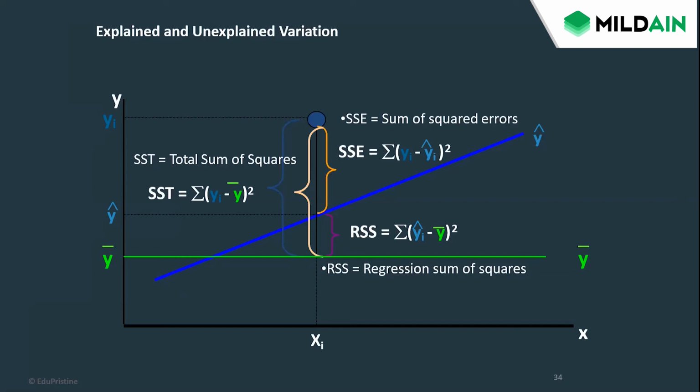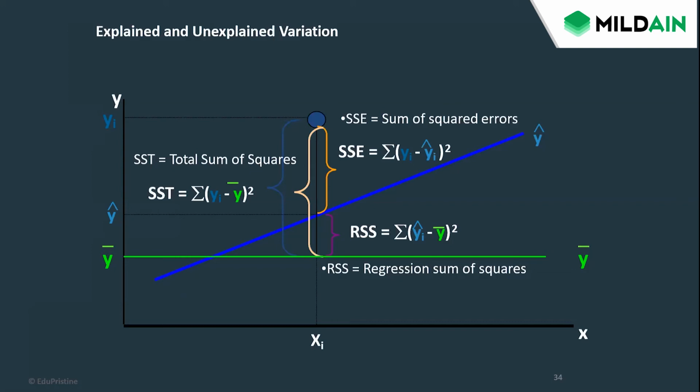Is it my y dash? This green color line is the mean of my data. The blue color line is y cap, my predictor value.